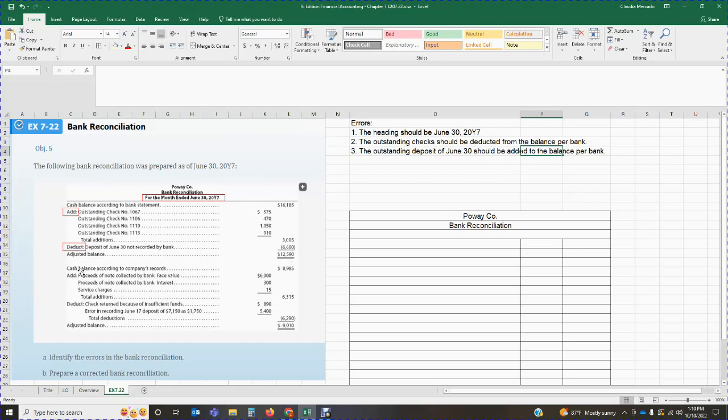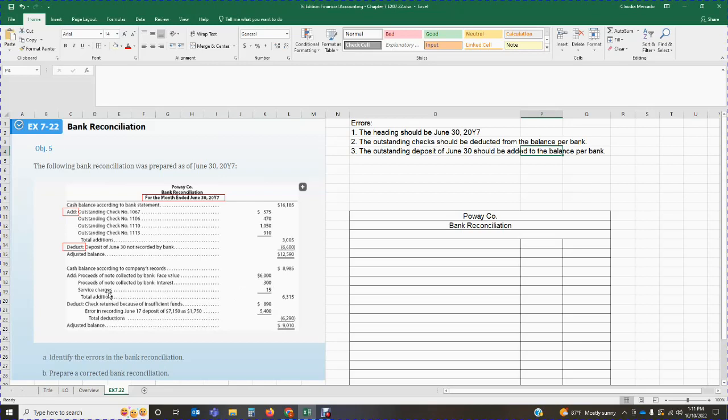Now we move on to the next line item. We have cash balance according to the company's records. Now it says here we're going to add proceeds of note collected by bank, face value of $6,000. Okay, that's correct. You're going to add the proceeds of a note collected by the bank, the interest. You're going to add those because you're collecting money, so that's going to increase your cash account.